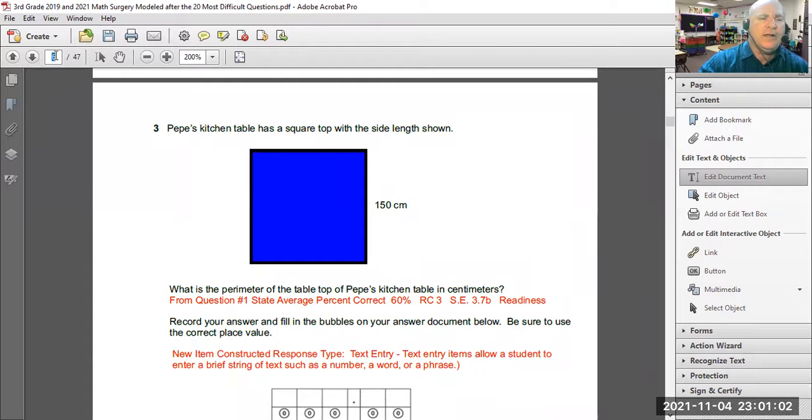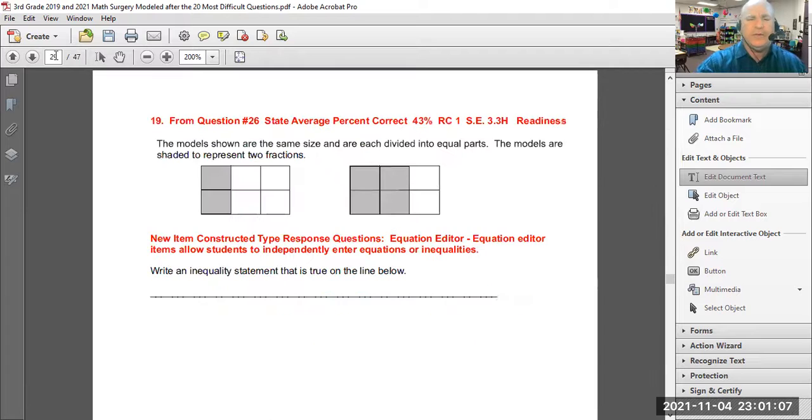So the one that I want to work on today is from 2021, and I'm going to do it in the new constructed response questions, and this one is going to be the equation editor format. The equation editor items allow the students to independently enter equations or inequalities. So I'm going to use that line as a fraction line if I need to. When you do it on the state test, they will probably have little boxes where the students can type in the numerator and the denominator.